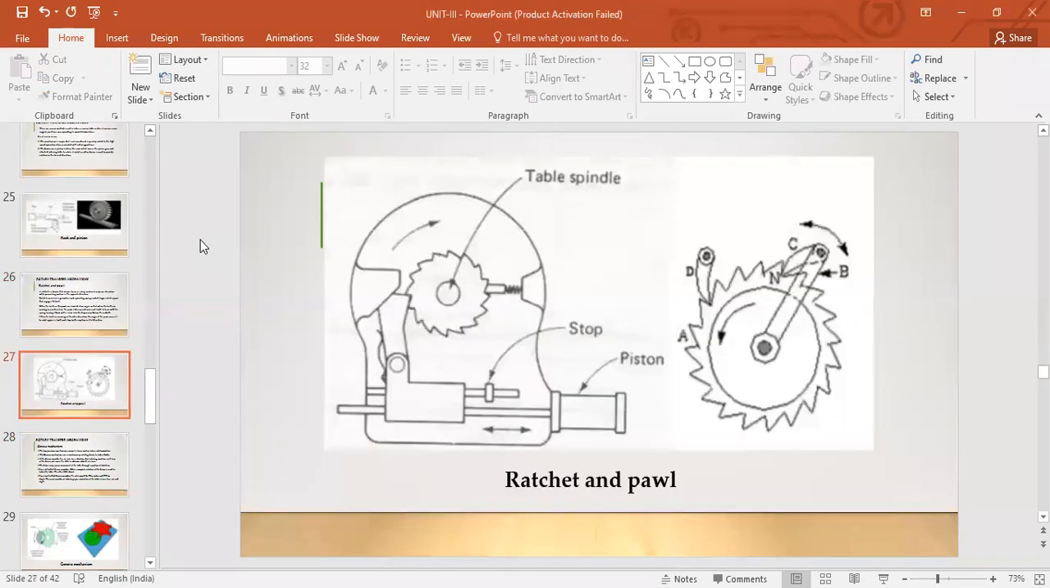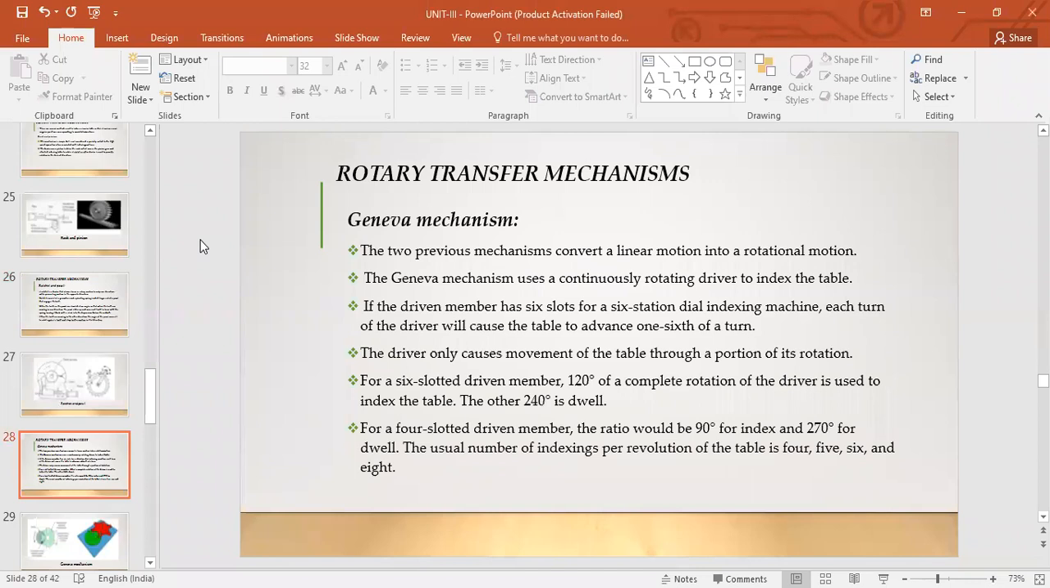And the next one is your Geneva mechanism. That is also under your rotary transfer mechanisms. The two previous mechanisms convert a linear motion into rotary motion. That's what we saw, ratchet and pawl and rack and pinion. They convert linear motion into rotational motion.